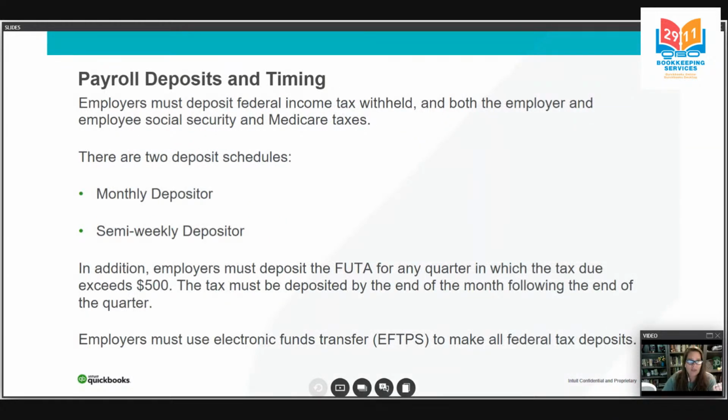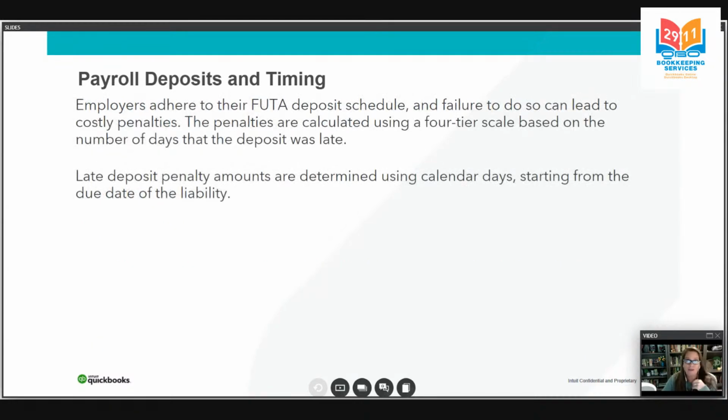So there's two deposit schedules for federal taxes. They're monthly or semi-weekly. This is going to depend on how big the payroll is. And then employers have to deposit federal unemployment tax for any quarter in which the tax due exceeds $500. So the tax has to be deposited by the end of the month following the end of the quarter. And employers have to use EFTPS, that electronic funds transfer, to make all federal deposits. I have some clients who just had to write a check. The IRS didn't send it back. They weren't able, for whatever reason, to do EFTPS. So they just wrote a check, and the IRS said, okay.